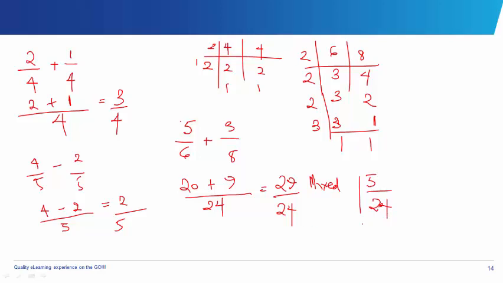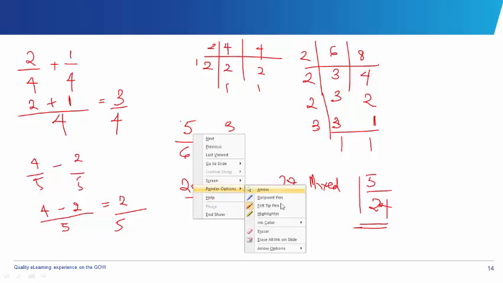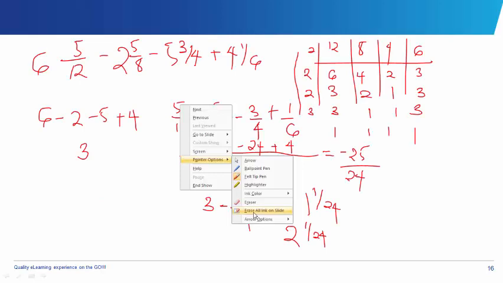Okay, so this is our final answer. Now let's take another. We've done addition. We've done another example on subtraction. Now let's take another example, and this example goes this way. 6 whole number 5 over 12 minus 2 whole number 5 over 8 minus 5 whole number 3 over 4, then plus 4 whole number 1 over 6.